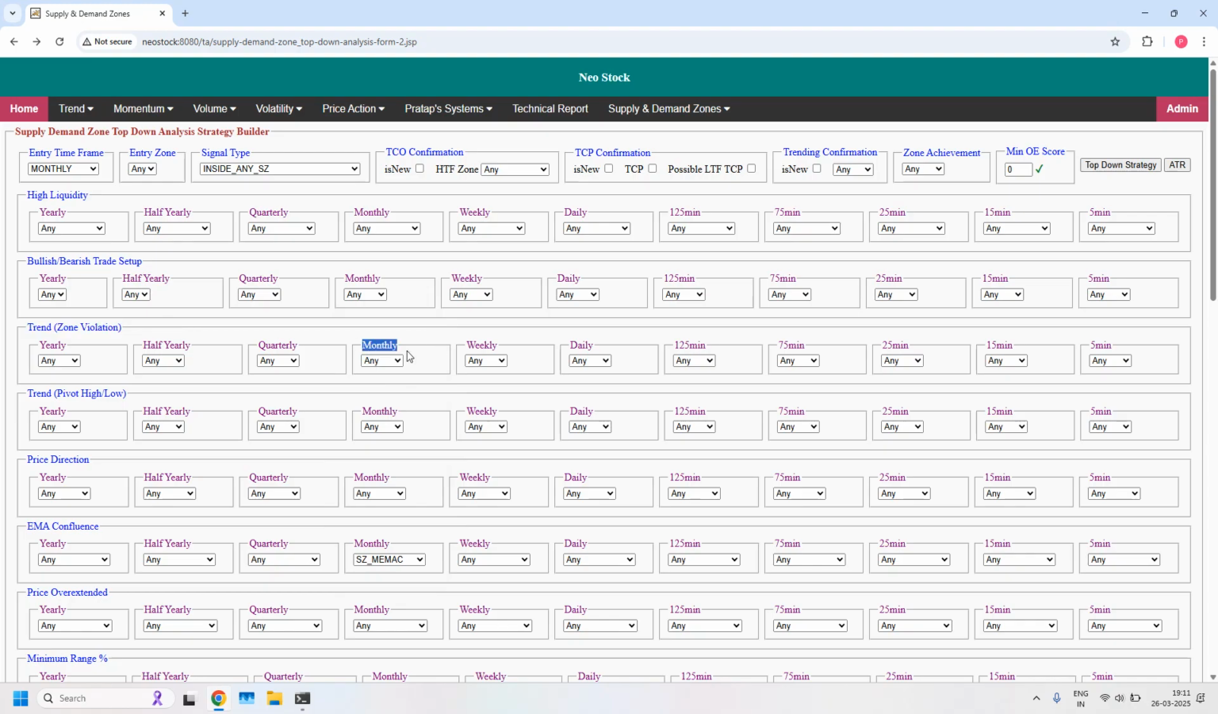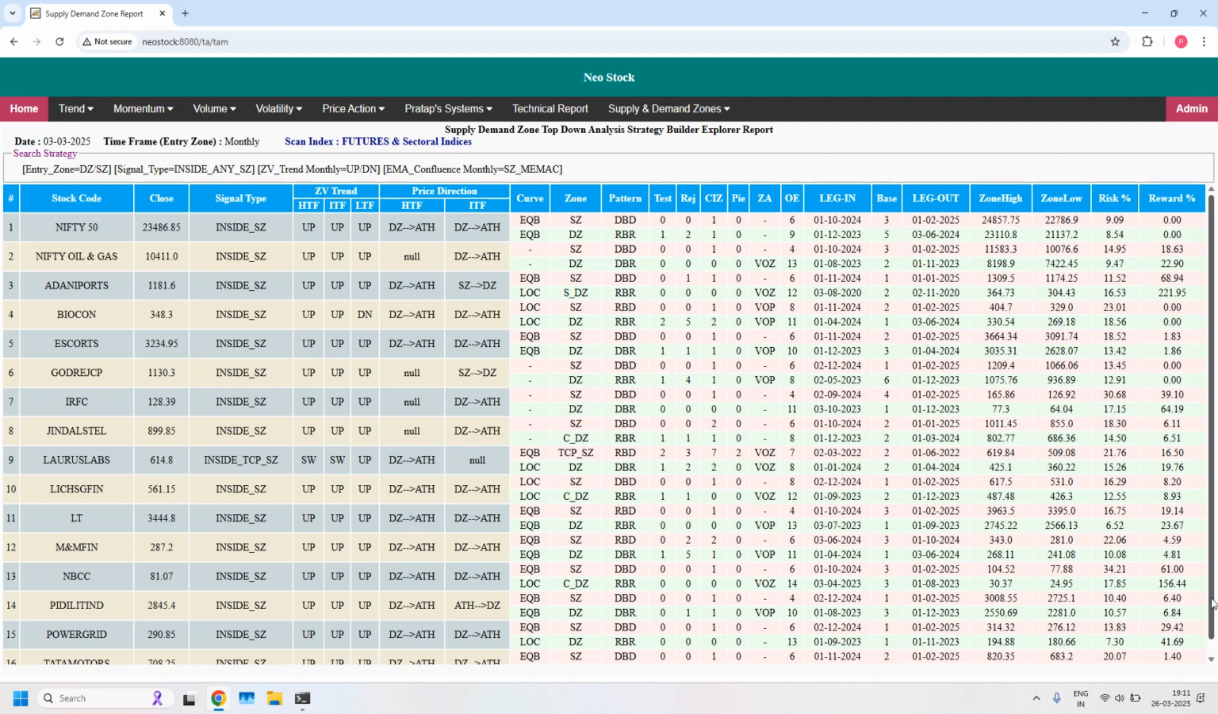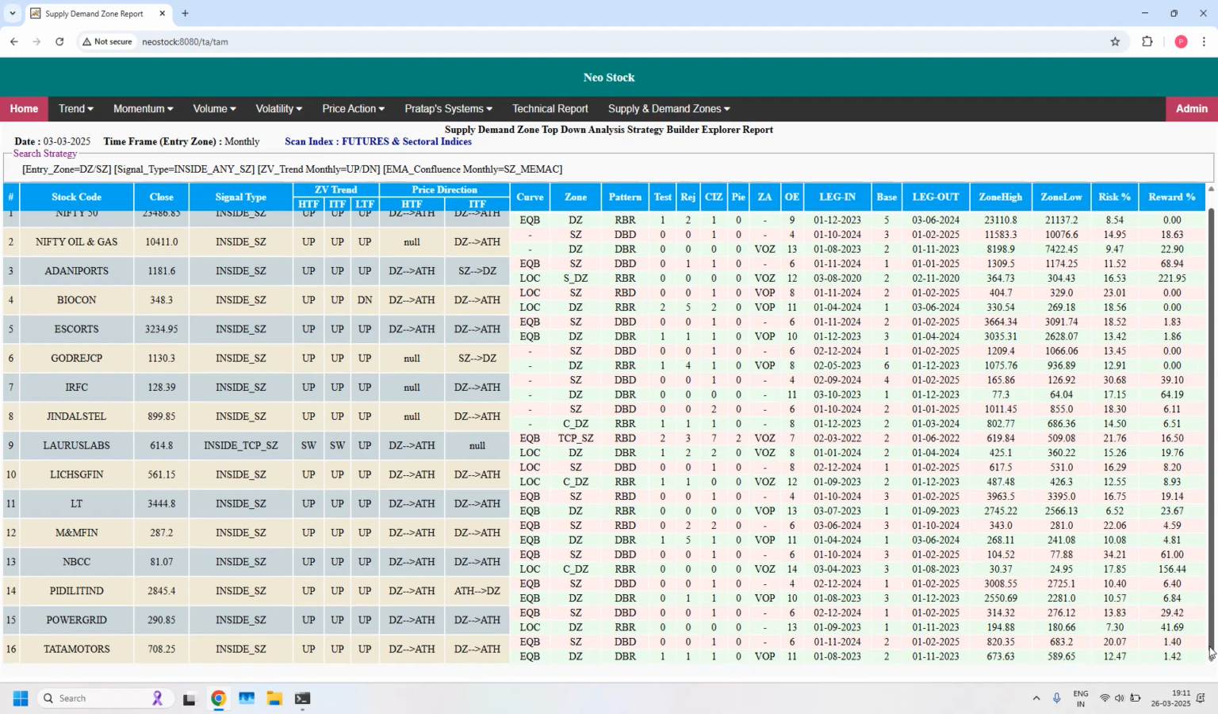Trend on the monthly either up or down. With these filters, now the list has come down to 16 stocks. First 15 stocks in the list. Scrolling the list down. So total 16 stocks.